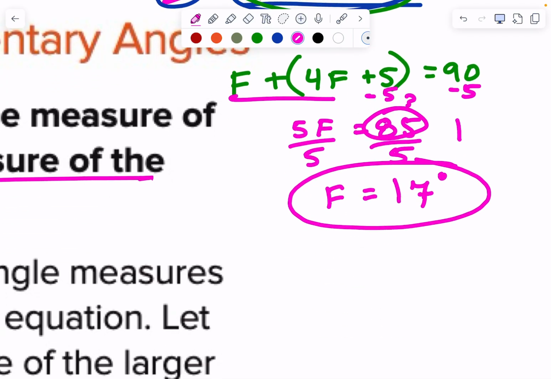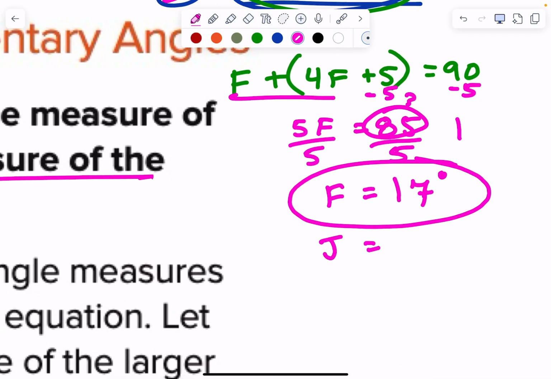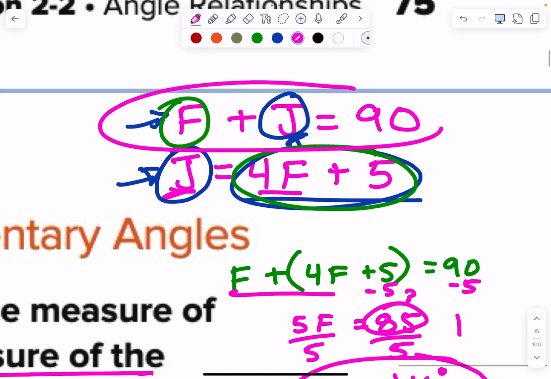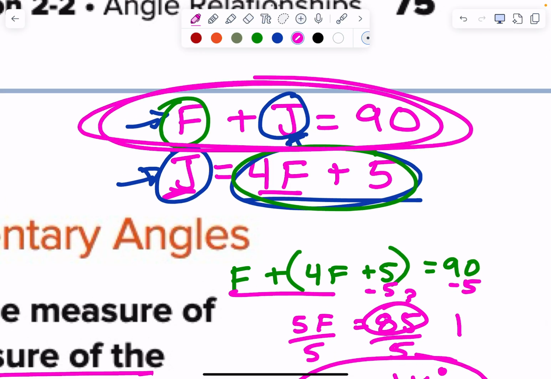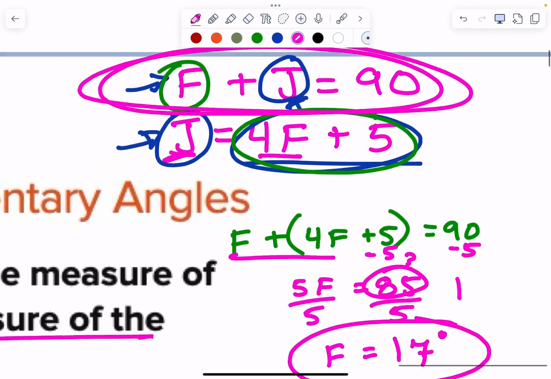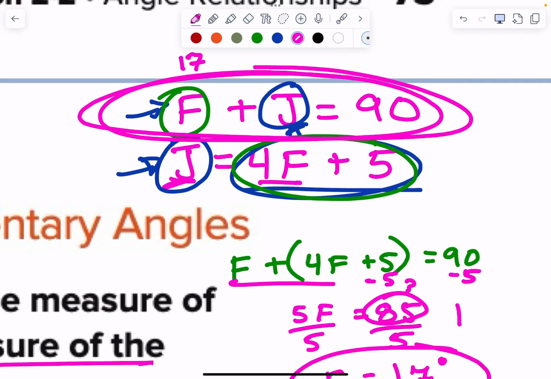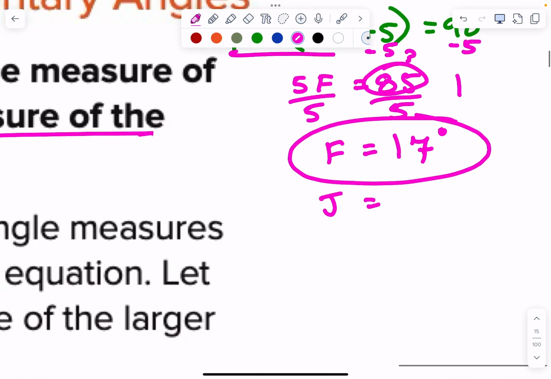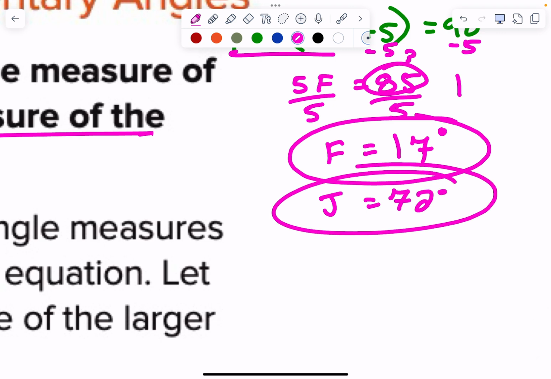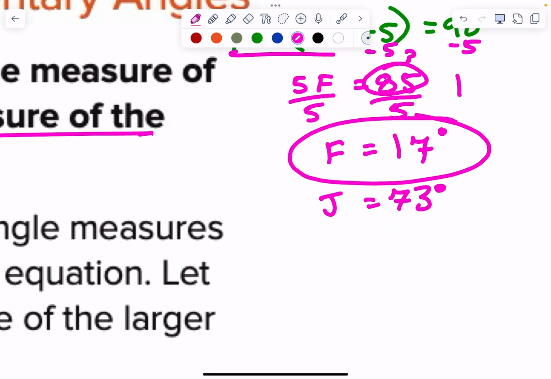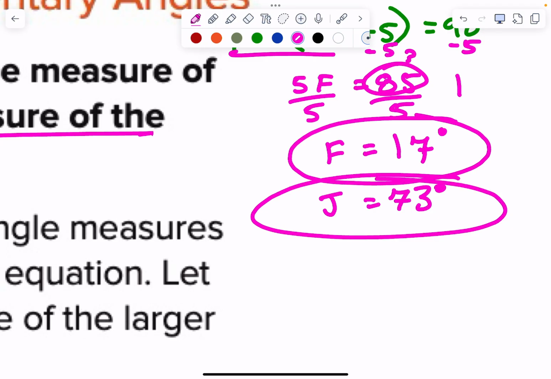Now, I know that F and J add up to be 90, right? F plus J is 90. So I could plug that in there. F is 17. So then I subtract and figure out what J is. They add up to be 90. That is 73 degrees. There you go. And those two add up to be 90. Do you see what I just did? A lot of math.